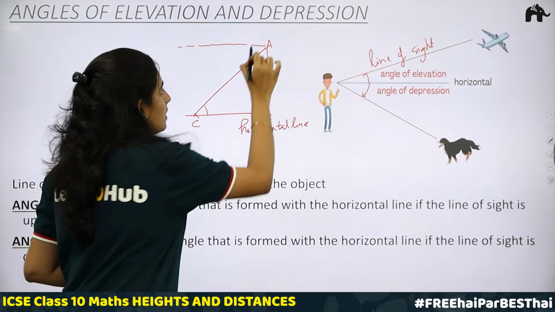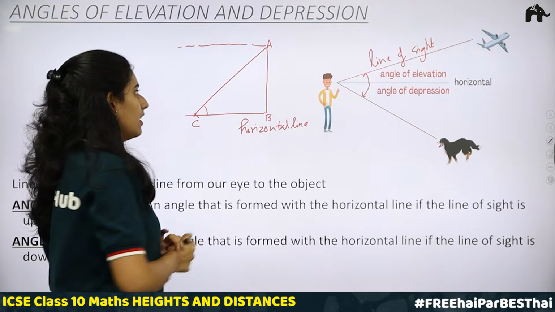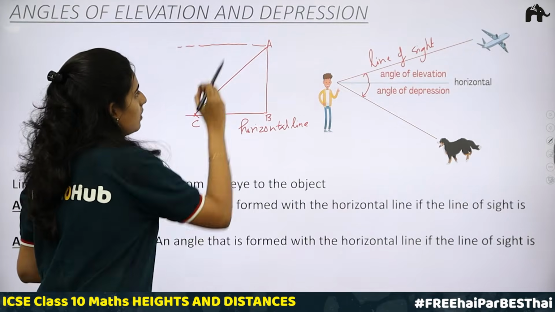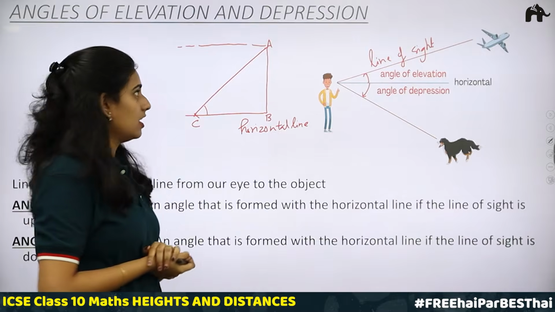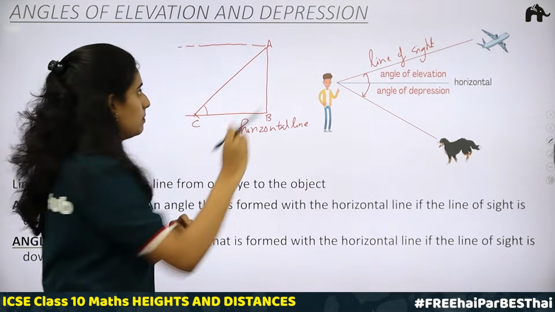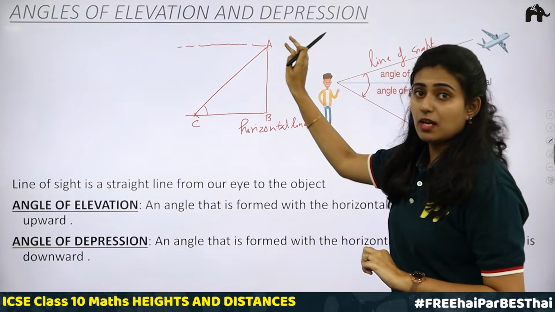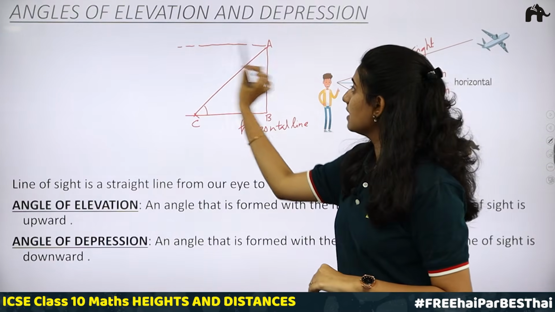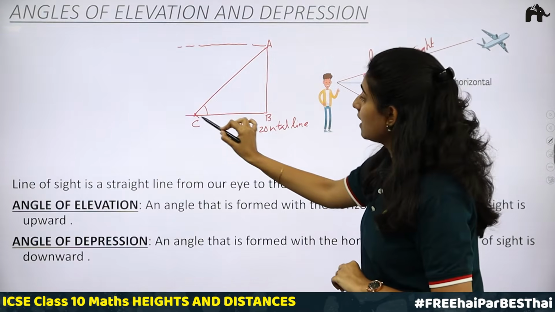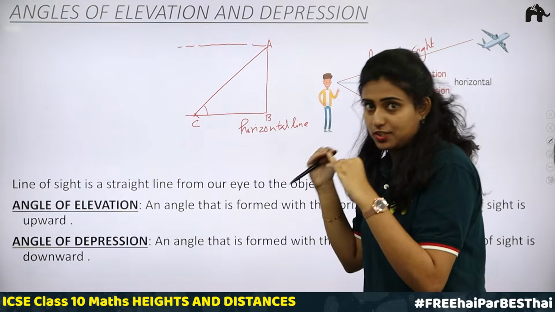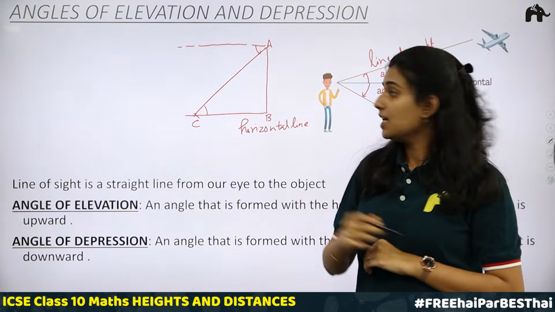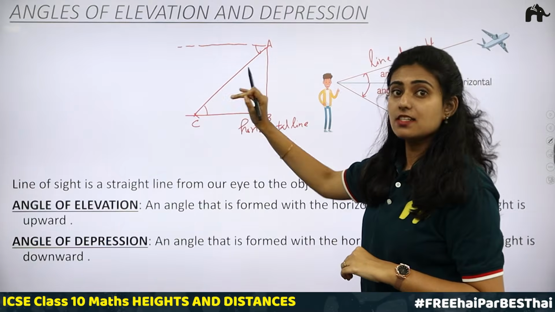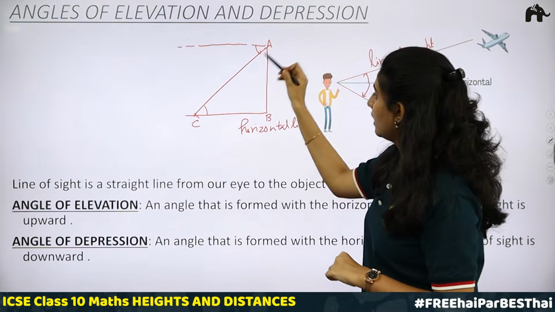A person is standing at this point on the top of the building and wants to find an object that is placed at the position C. In that case, we'll have the angle of depression. So here, this line will be the horizontal line for the person standing at point A. What will he do in order to find an object placed at position C? He will have to bend downwards, making an angle. This angle made will be the angle of depression, because it is with the horizontal line and the line of sight is downward. Here the line of sight is upward, here the line of sight is downward.